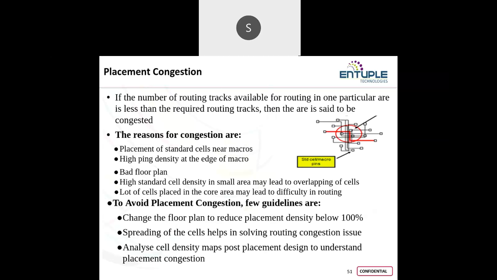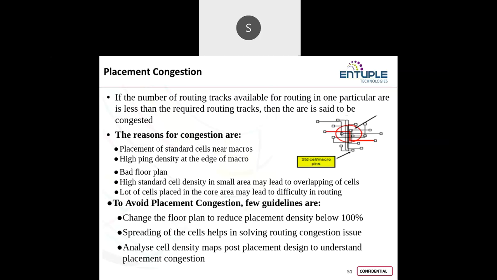What are the things I need to take care of? The first one is modifying my floor plan, that is, moving macros or making any changes in the core area or the shape of my core area. Another way is spreading all the cells. Wherever there is overlapping of cells, in that region I can spread all the cells. By spreading the cells, I will be able to optimize the congestion, that is, minimize the congestion.